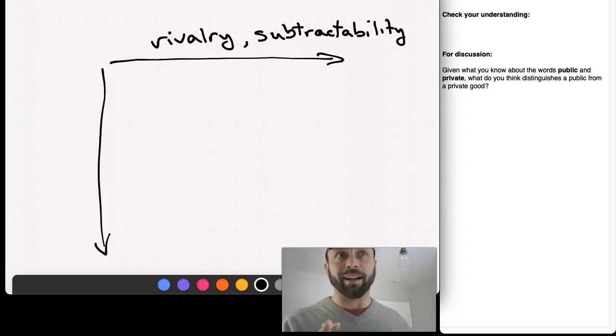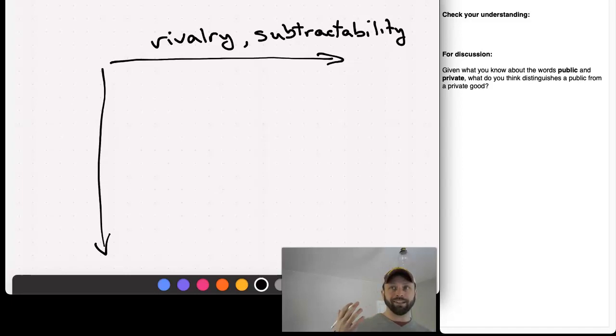Not all things are like that, right? Like music at a concert. I'm enjoying it. That doesn't stop other participants and other audience members from enjoying the music, right? So there's this rivalry or subtractability dimension, and then there's this excludability dimension.